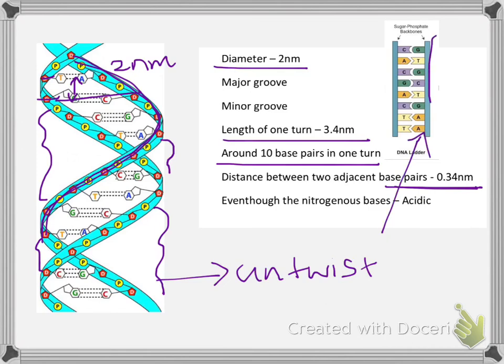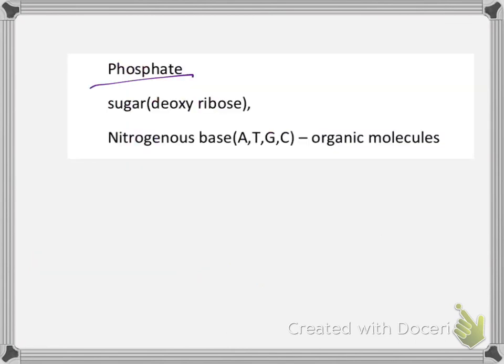Here this is the sugar phosphate backbone. These are the nitrogenous bases. They share the hydrogen bonds. Now let us summarize the structure of the double helical structure of DNA. DNA is a polymer of nucleotides. A nucleotide consists of phosphate, sugar deoxyribose or ribose, and nitrogenous bases. The nitrogenous bases are adenine, thymine, guanine, and cytosine.